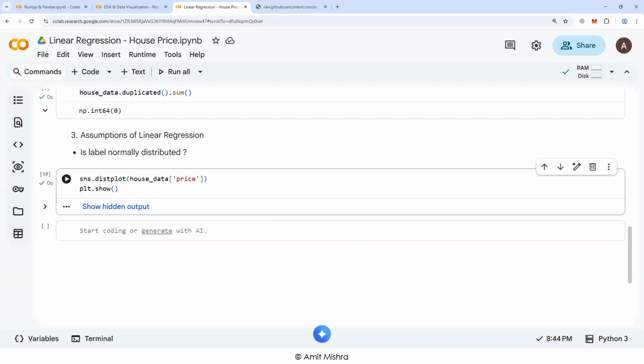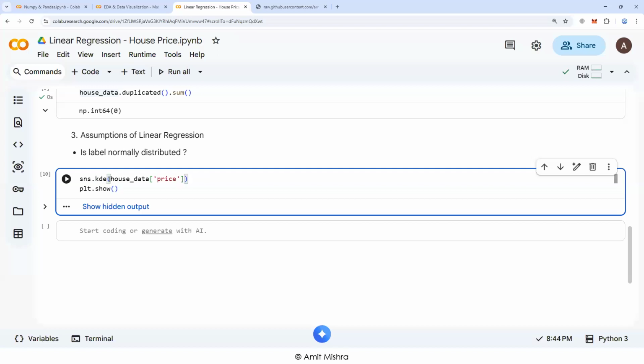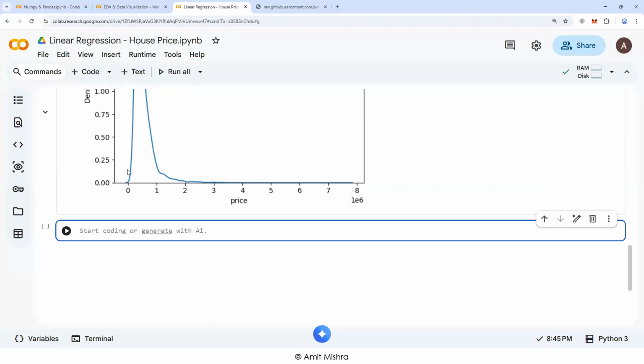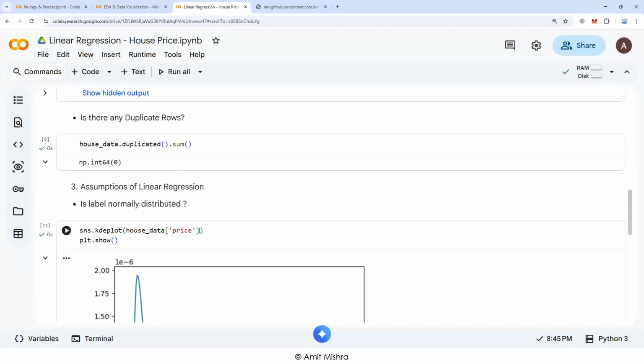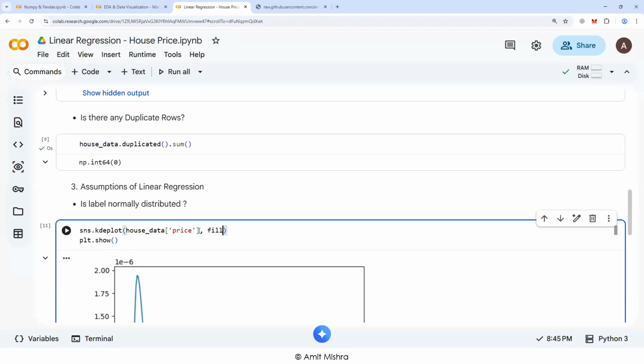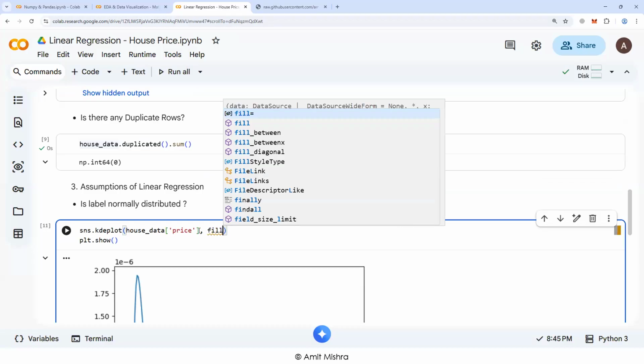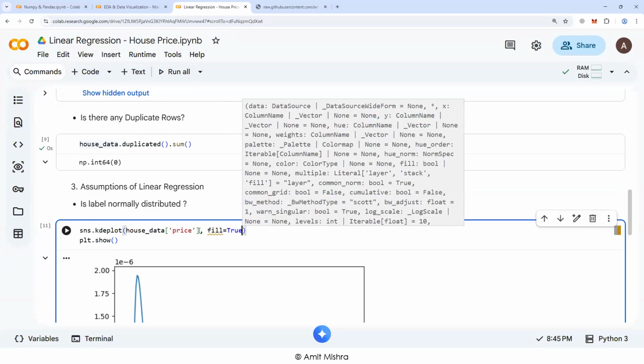So we have got this, and you can also do a KDE plot. That will also do the same thing. It's a kernel density estimator, and you just have to set the fill to true.